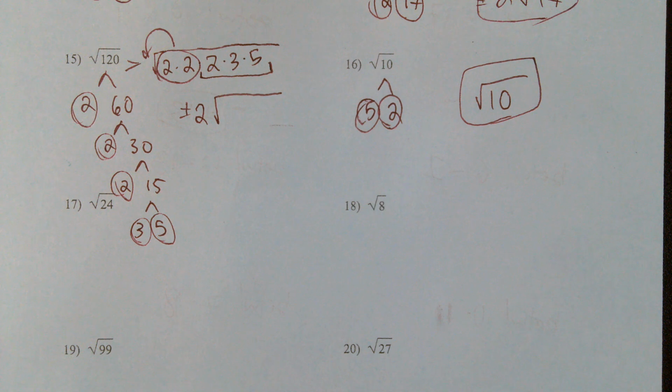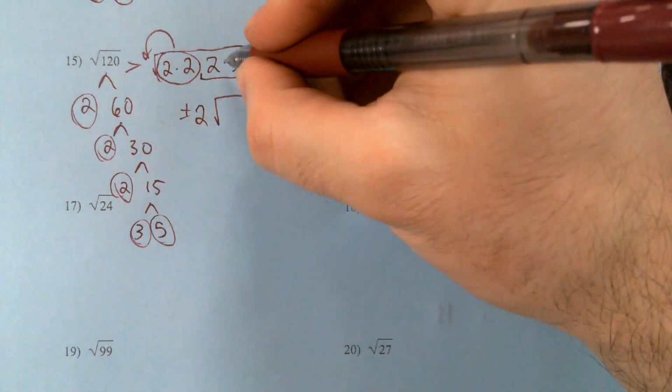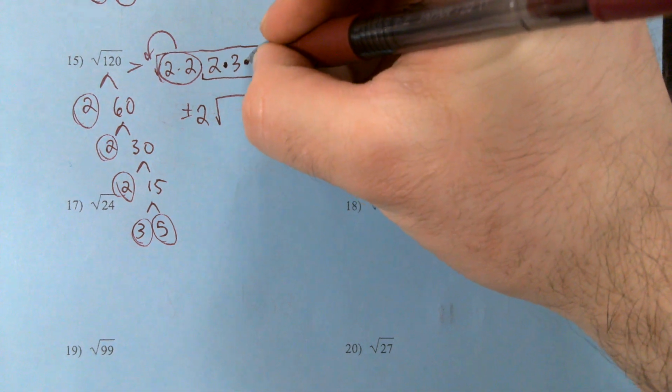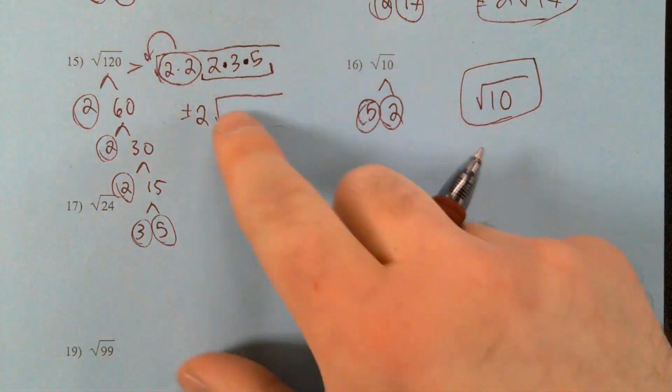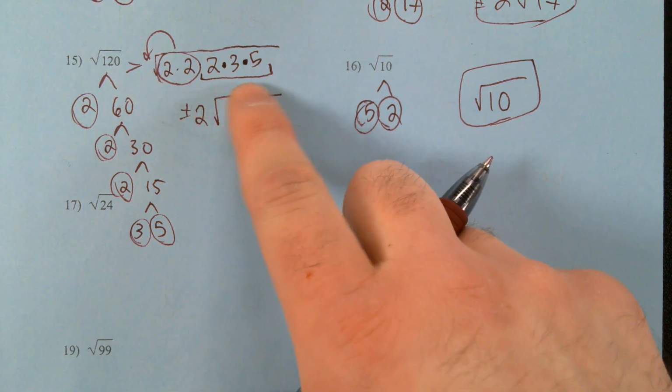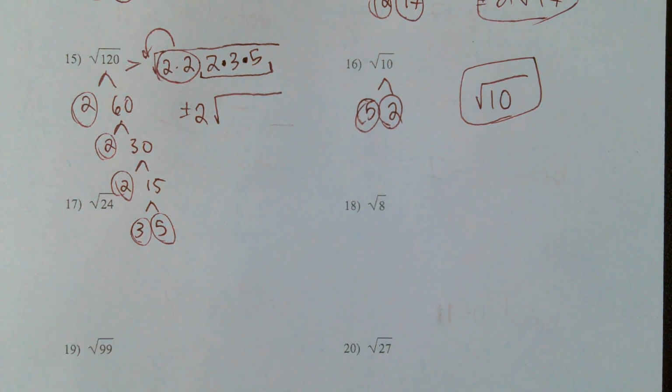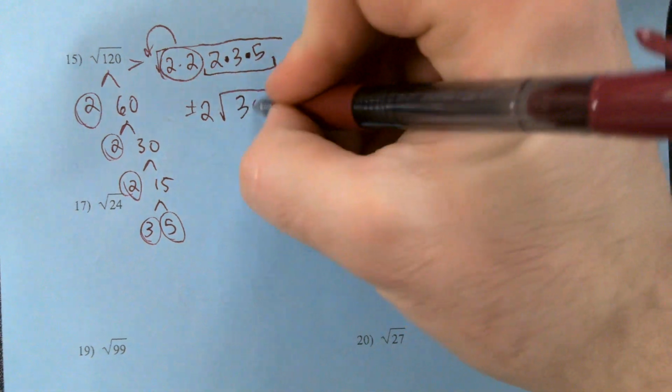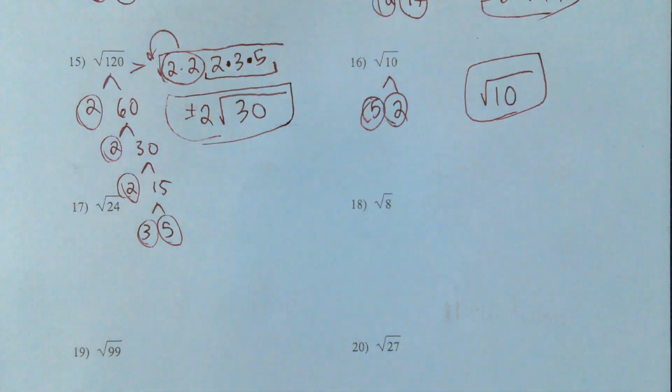What do we have to do with those numbers? I'll give you a hint. It starts with an M. Multiply. We're going to multiply, right? Take a look. We're multiplying right here, aren't we? So why wouldn't we multiply down here? 2 times 3 times 5, what's that going to give us? 30. Plus or minus 2 root 30.